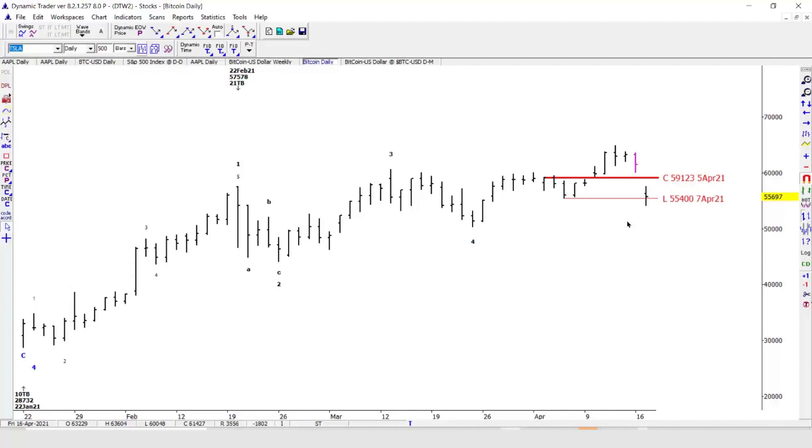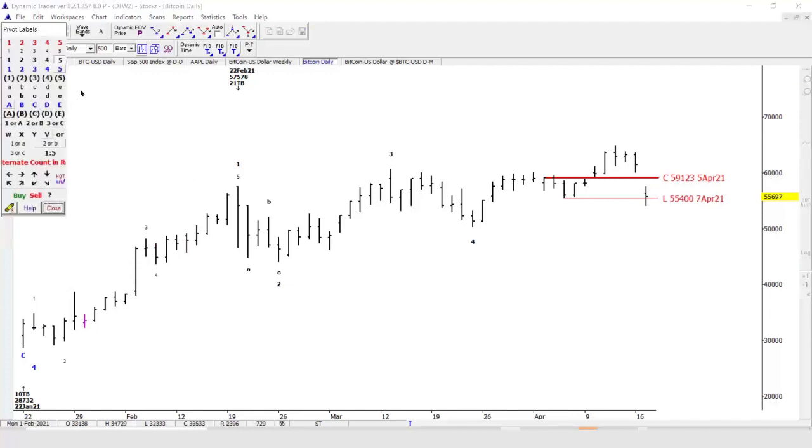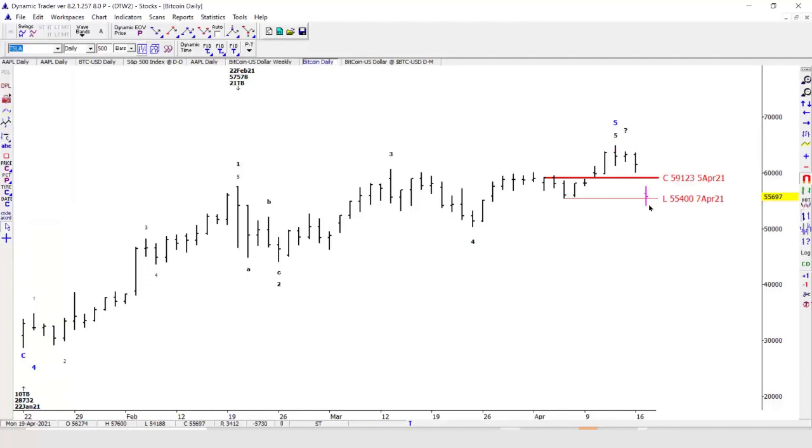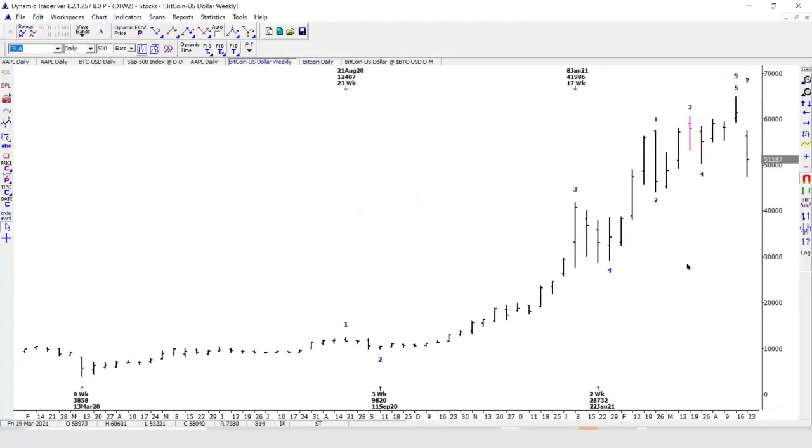Well, as of the last bar in the chart, Bitcoin not only closed below 59,123, but traded below this swing low. More than likely, wave 5 of 5 is complete. Let me put these on. And this would be the week ending about the 23rd or 24th. So as of, it's actually the first bar of this week that traded below this little swing low.